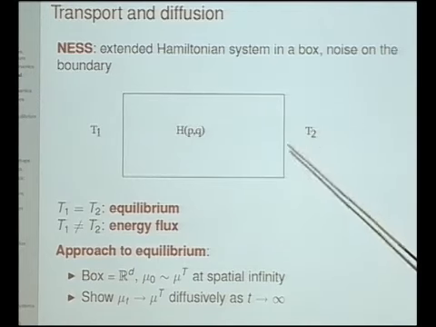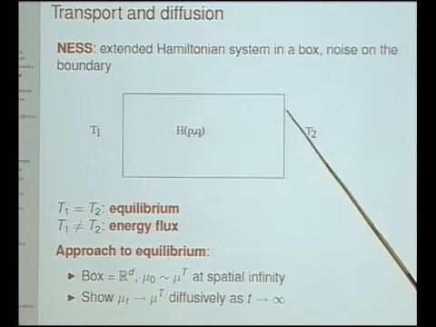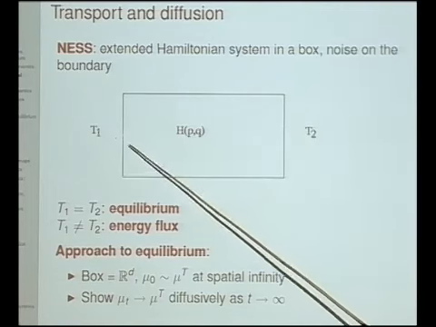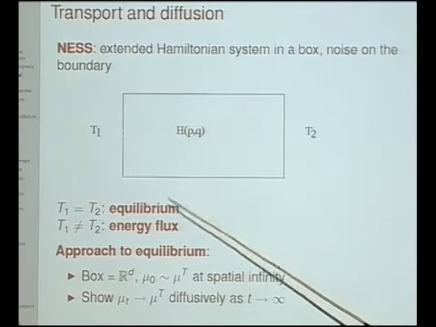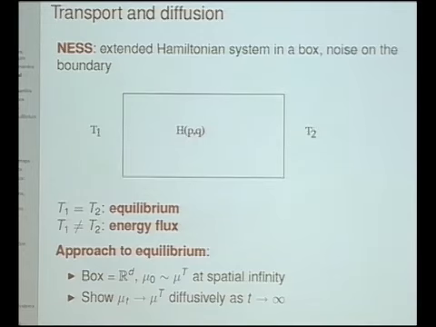So think about having an extended system. Here's the box, and there's some Hamiltonian dynamics inside. Put some noise on the boundary of the system, so there's some external influence, random forces, for instance, coming from the outside. When the amplitude of these forces is the same, then we have the equilibrium system. So we are putting energy from the boundary sort of uniformly, and when they are not the same, then you can have a flux of energy through the system, and you have a non-equilibrium situation.